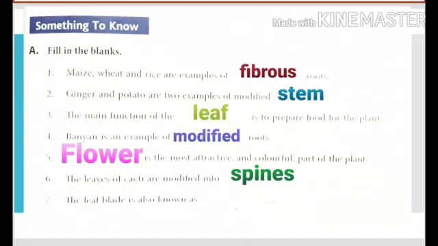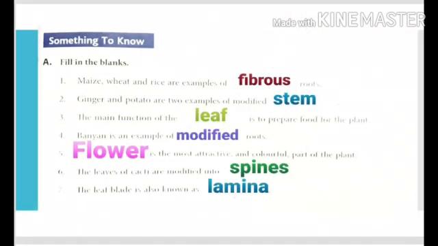Number 6, the leaves of cacti. Cacti is the plural word of cactus. Cacti are modified into what? Spines. Number 7, the leaf blade is also known as lamina. Lamina. And in my opinion, this is the way to learn with fun sometimes. Some words can be learned in a way of fun. This is all about the 7 fill in the blanks given there.